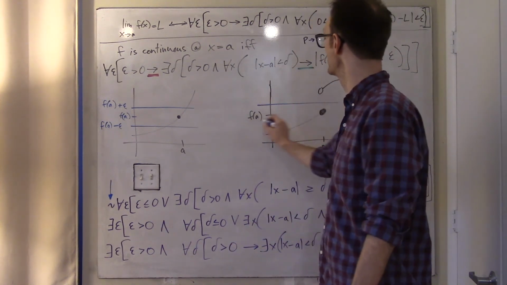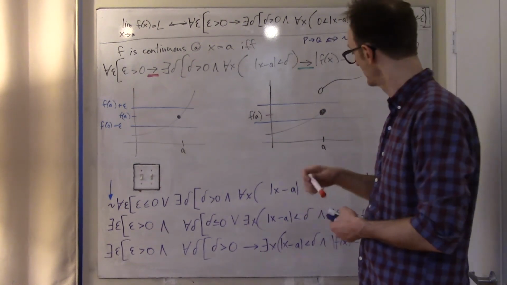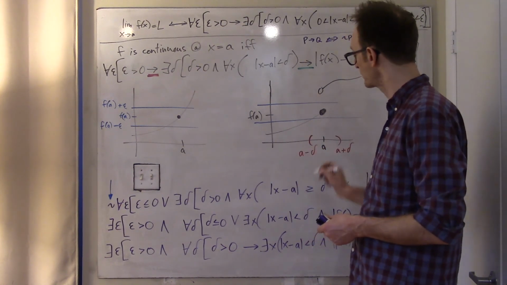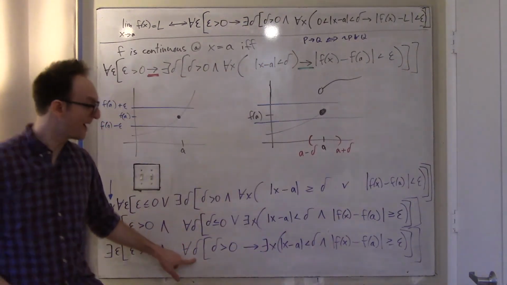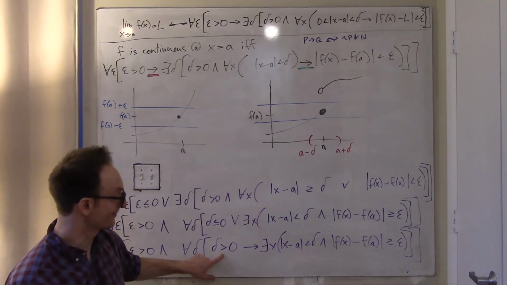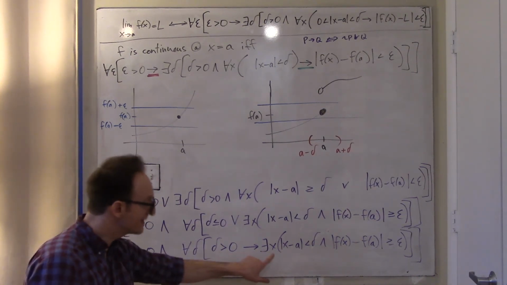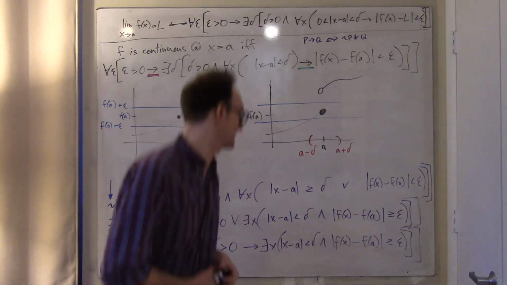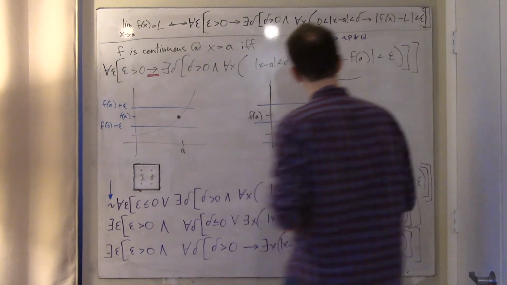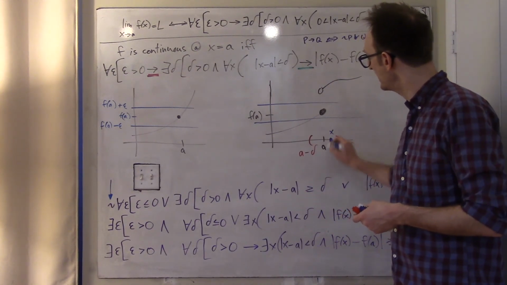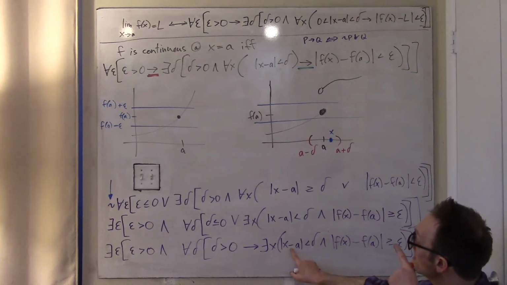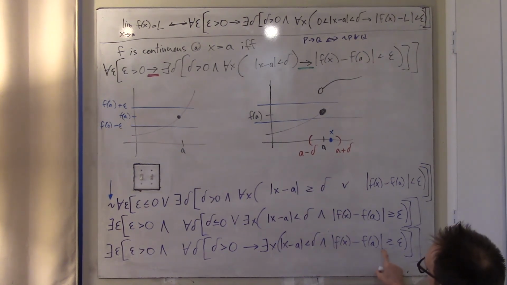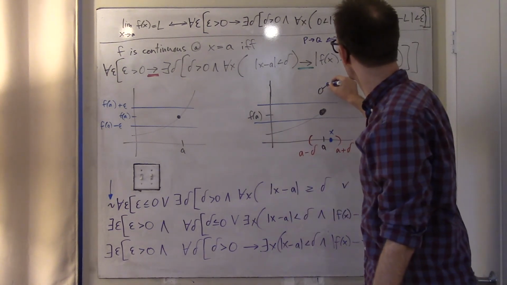So in other words, some challenge is made, and now some delta response comes. And what is the delta response? The delta response is how close to A I need to get in order for it all to work out. But what this is now saying is that for all possible delta, even when delta is positive, there is an X. So there's some X such that the distance between X and A is less than delta, and yet the distance between F of X and F of A is greater than or equal to epsilon. So it's almost like magic, right?